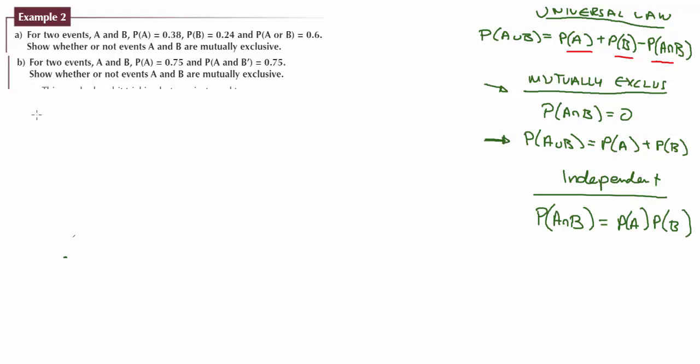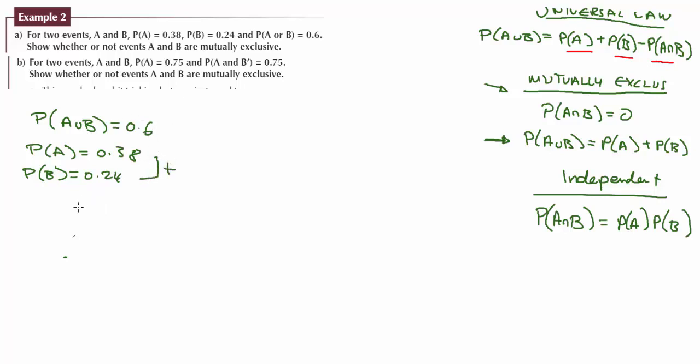We know that probability of A or B equals 0.6. We know that probability of A equals 0.38. We know that probability of B equals 0.24. We're trying to find out if it's mutually exclusive, which means these two must add to give you 0.6, but they don't here, because 0.38 plus 0.24 equals 0.62, which is not 0.6, so not mutually exclusive.